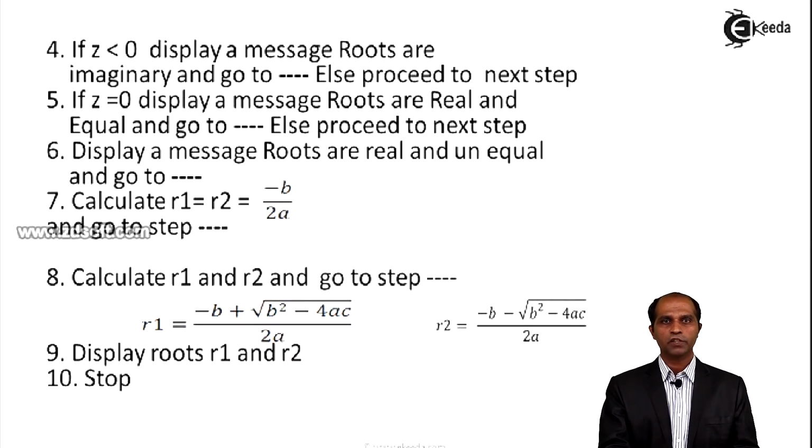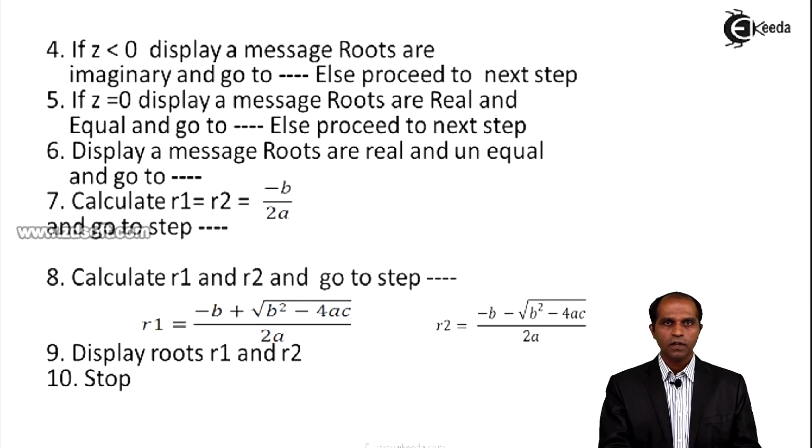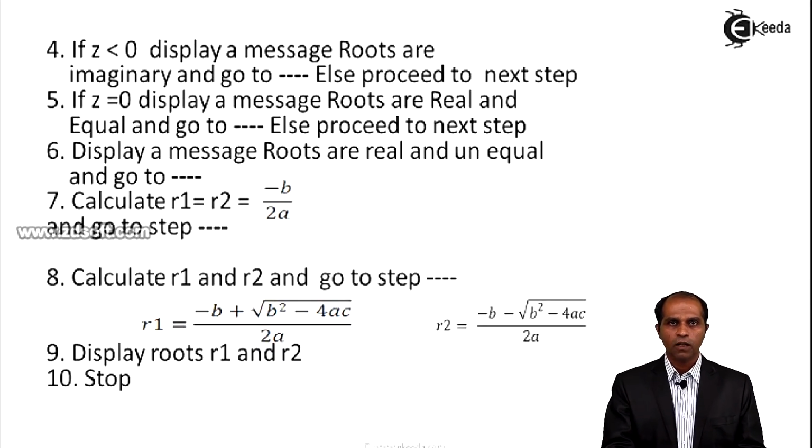Now, let's fill these blank spaces. So, get an idea. 4th will say display message roots as imaginary and then go to step number 10 because now we are very sure where exactly stop appears. 5th says that if it is equal to 0, display the roots as real and equal and then go to step number 7. Step number 7, calculate the roots and then it says go to step number 9 which says roots are R1 and R2. Step number 8 says for 6, display message roots are real and unequal. Go to step number 8, do the calculations and then proceed to the display part.